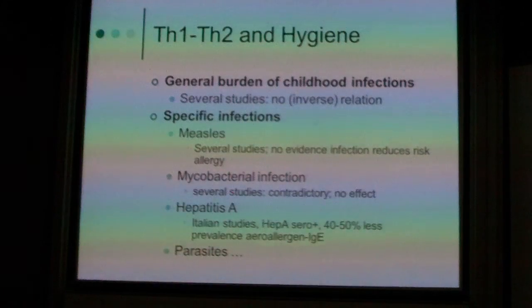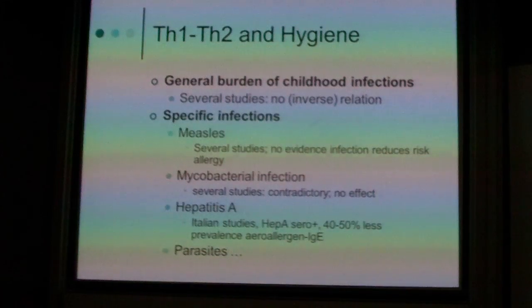For hepatitis A, it has been demonstrated by Italian studies that persons who are hepatitis A seropositive, so they have encountered hepatitis A in a certain time period, have a 40 to 50% lower prevalence of IgE-mediated allergy. So here we have some evidence that indeed some of the infections may help to decrease the susceptibility for developing allergy in a later phase of your life. Parasites, well, we know about that. Parasites are basically skewing towards Th2 responses, so what about that?